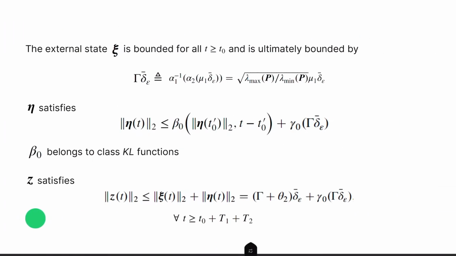On the next page, by the definition of input to state stability, there exists a class KL function beta 0 and a class K function. The internal state nu satisfies this inequality, and as beta 0 belongs to class KL functions, our z also satisfies this inequality, which proves that the state z is globally ultimately bounded by a class K function of delta.